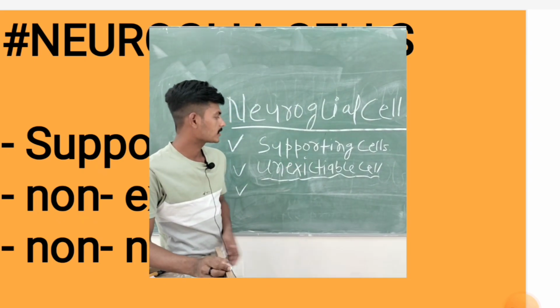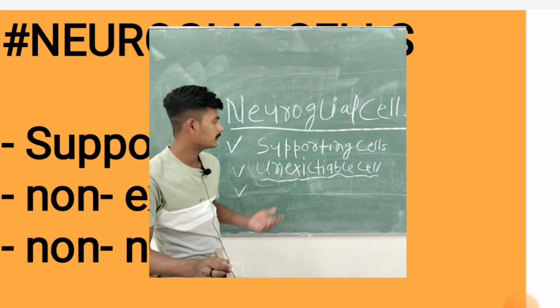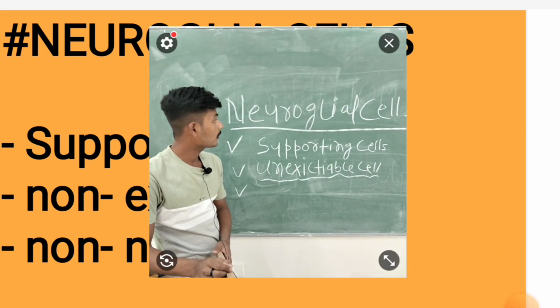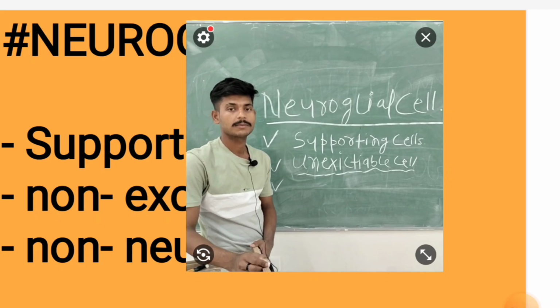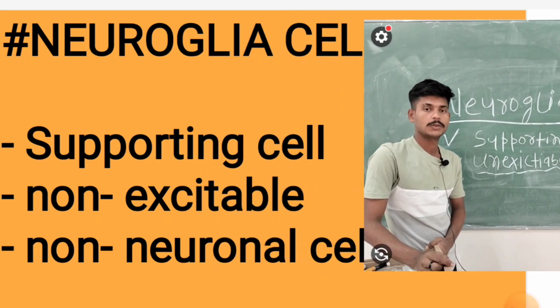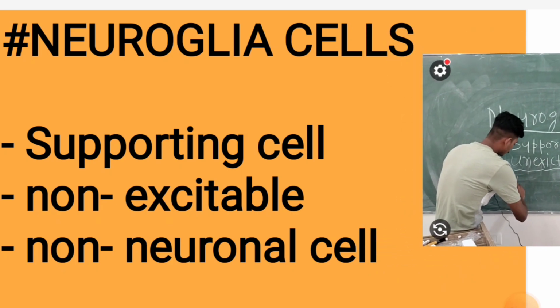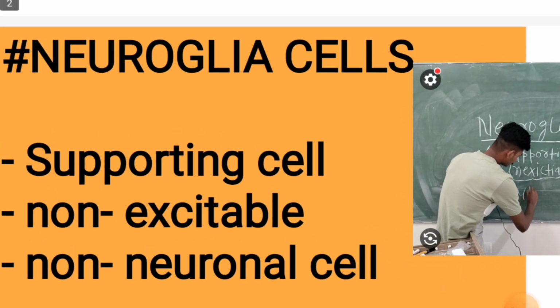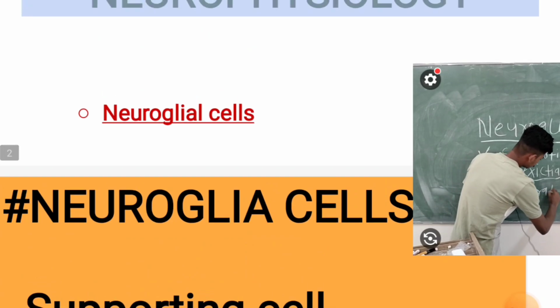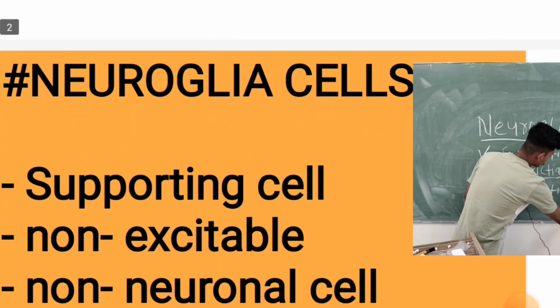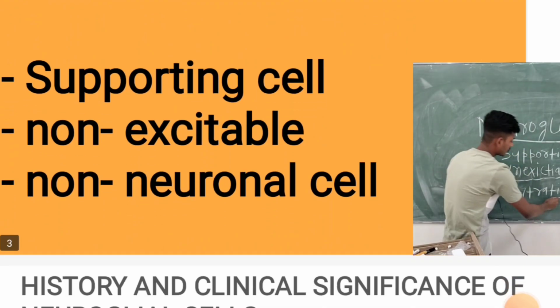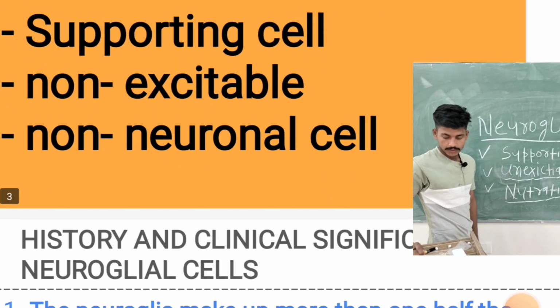Now, apart from providing support and being unexcitable, the neuroglial cells are also involved in providing nutrition to the neurons. So they are also known as nutritive cells. Clear?